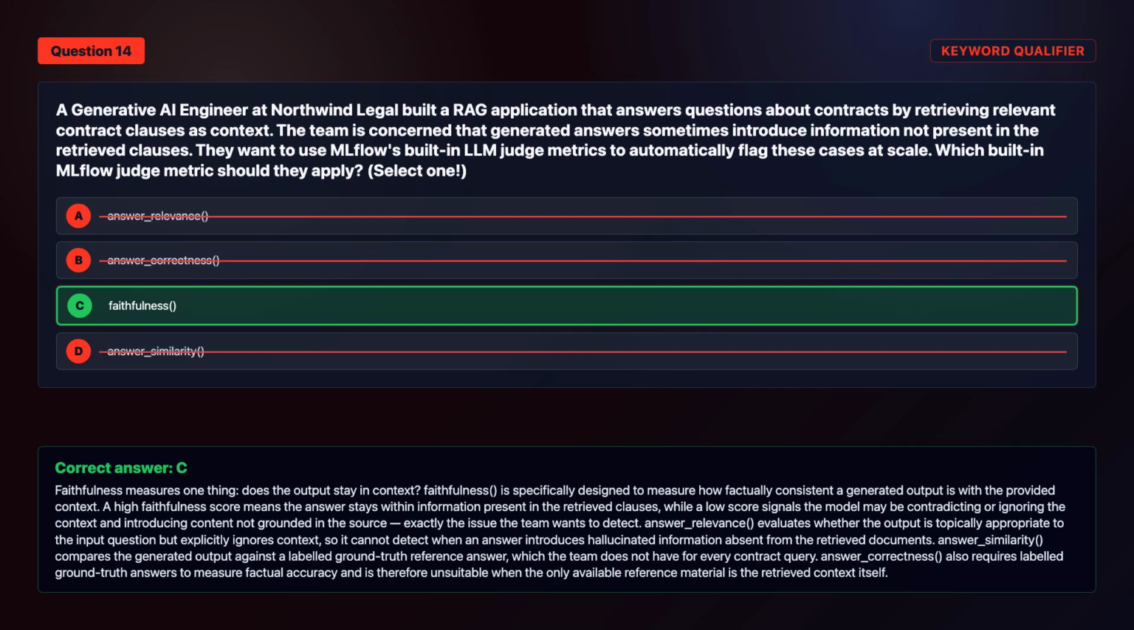Answer_relevance evaluates whether the output is topically appropriate to the input question, but explicitly ignores context, so it cannot detect when an answer introduces hallucinated information absent from the retrieved documents. Answer_similarity compares the generated output against a labeled ground truth reference answer, which the team does not have for every contract query. Answer_correctness also requires labeled ground truth answers to measure factual accuracy, and is therefore unsuitable when the only available reference material is the retrieved context itself.